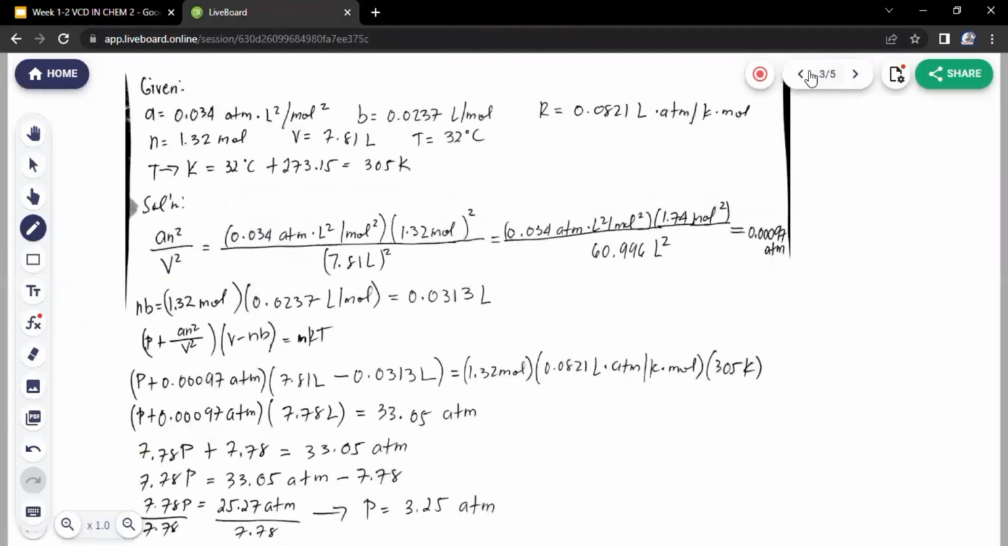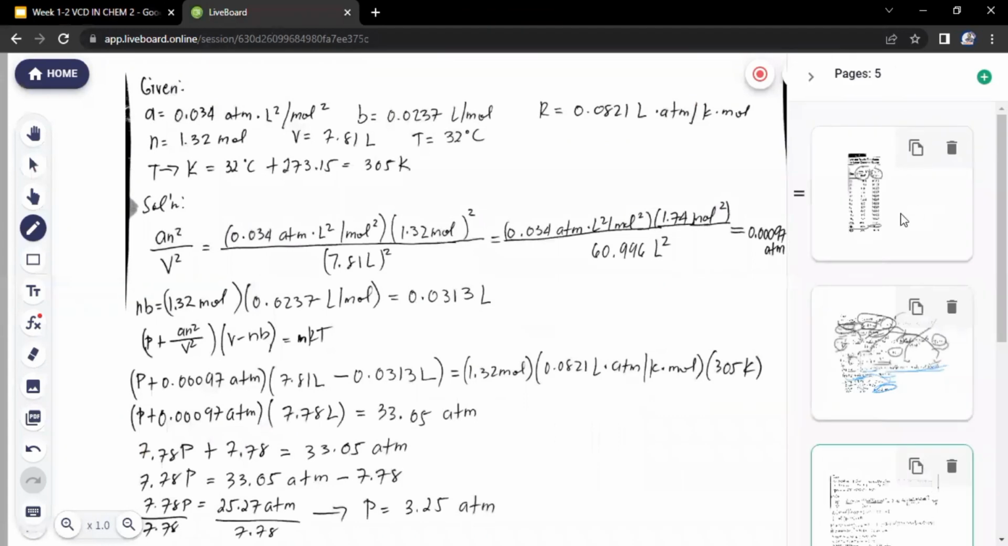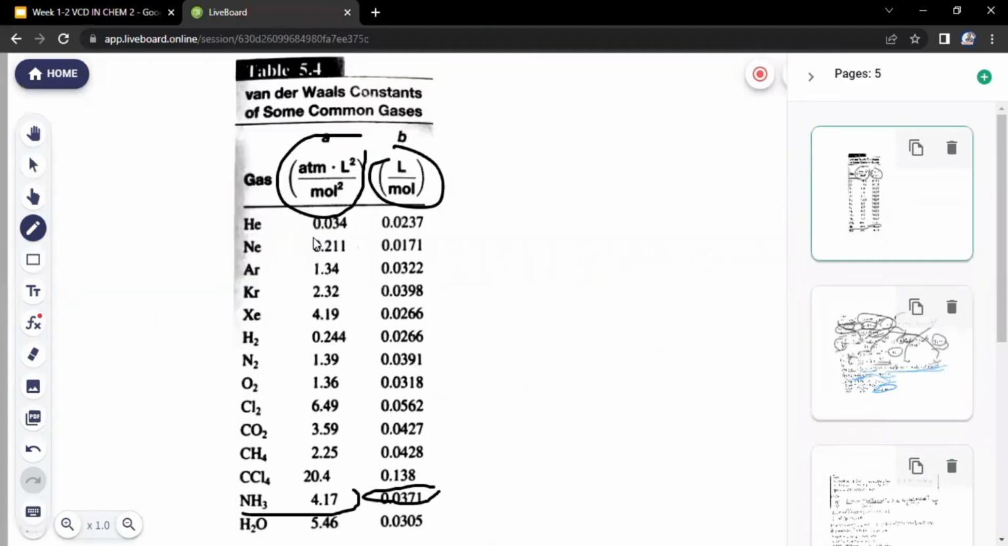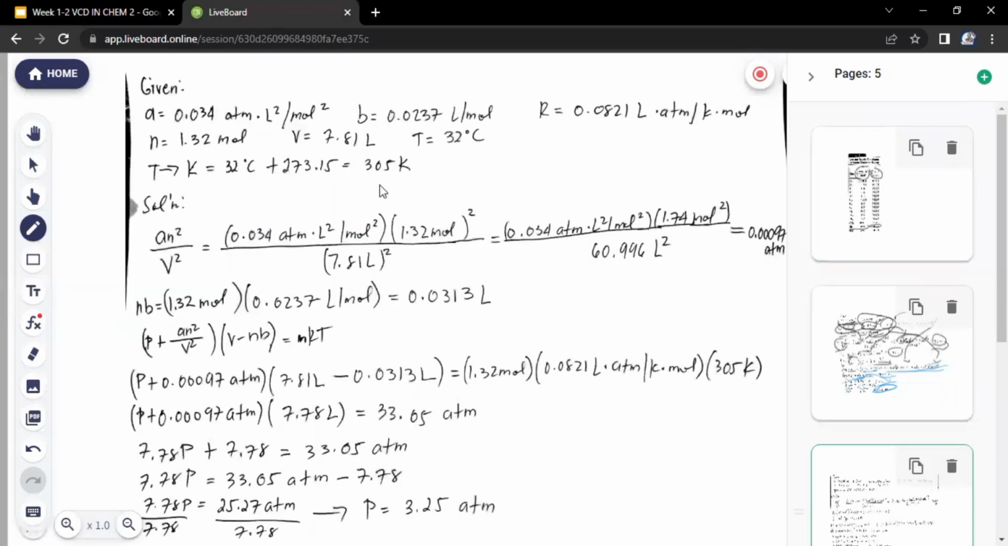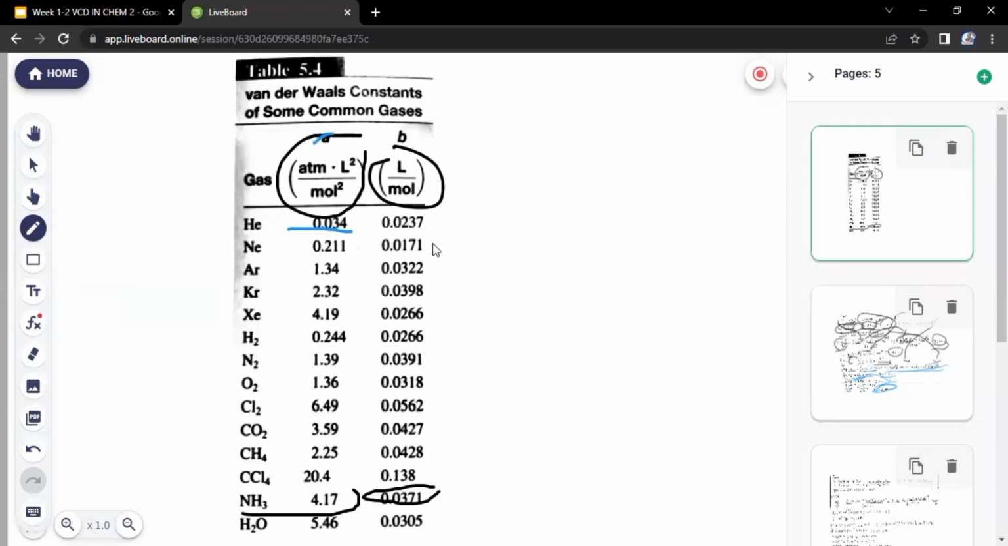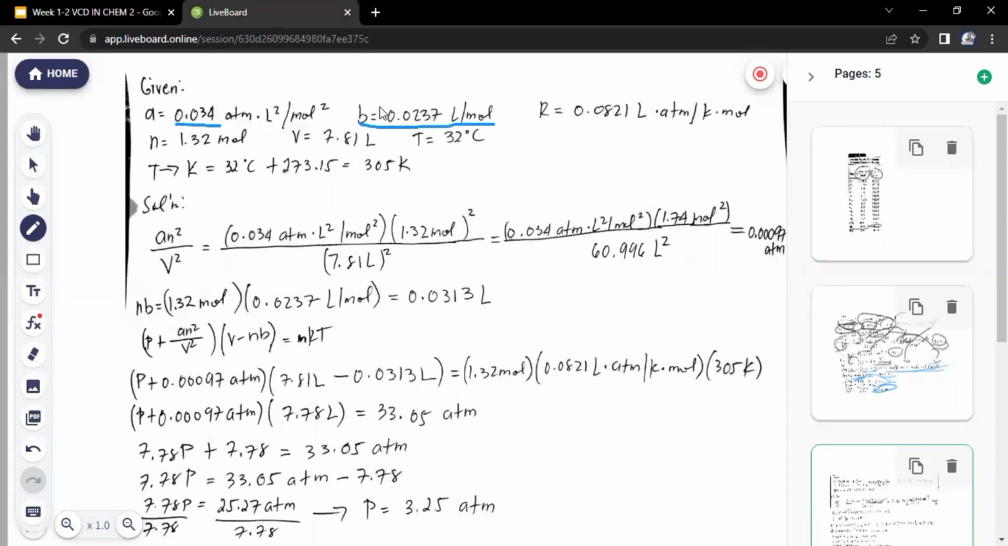And then the next thing that you need to do here, first, you have to find the a. To find the a, that is from helium, right? That is 0.034, this one, and then this is the unit. And then find the value of your b, which is 0.0237 liters per mole from your van der Waals constants. And then the value of your R, which is constant, 0.0821 liters atmospheric pressure over kelvins per mole.